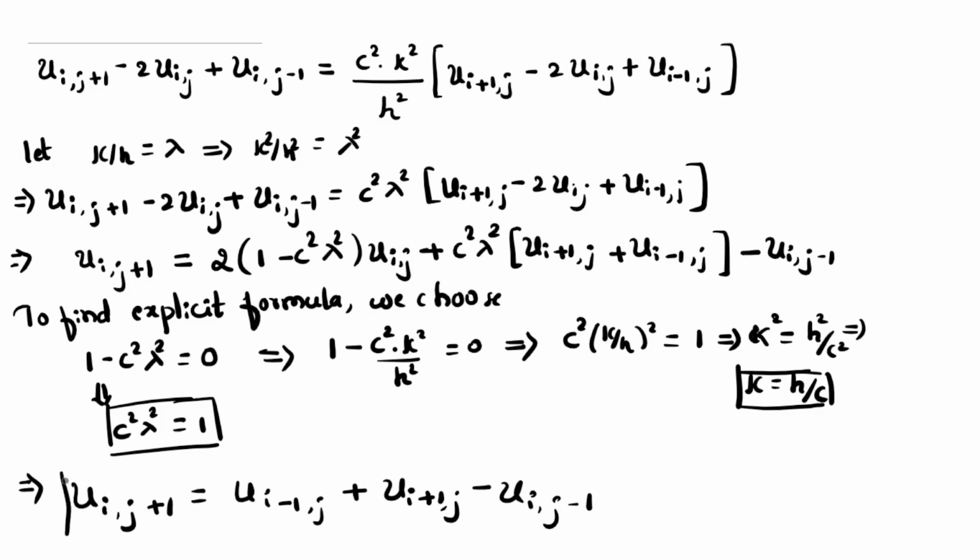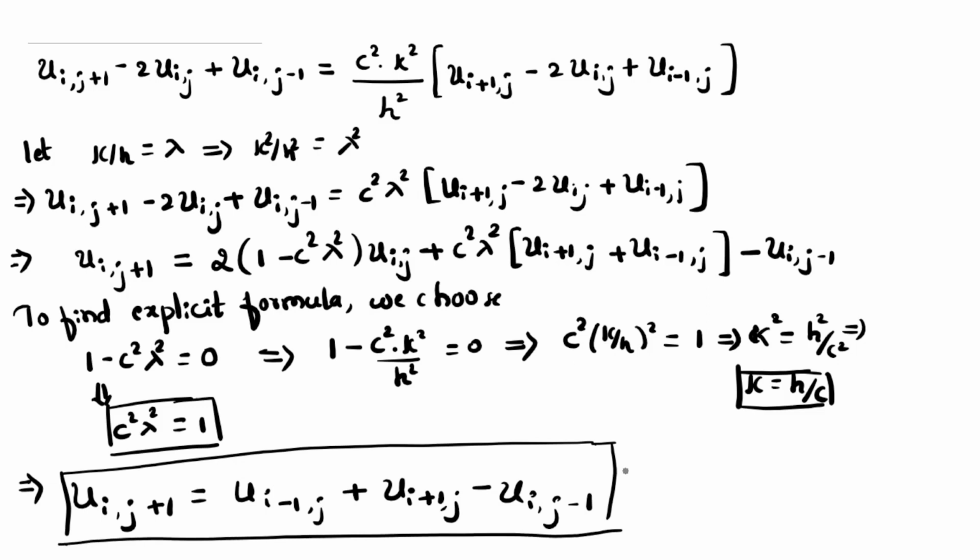So this is our explicit formula. We call this equation 2. This is known as the explicit formula. That is the derivation.